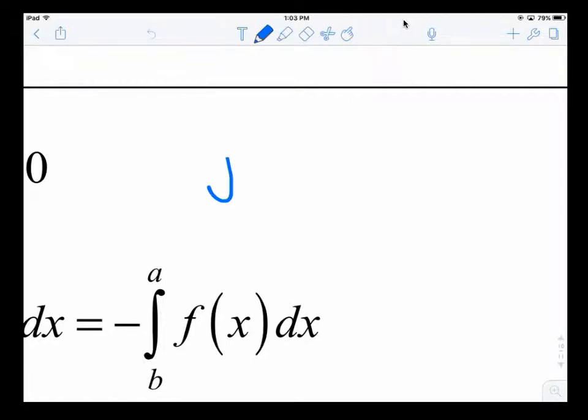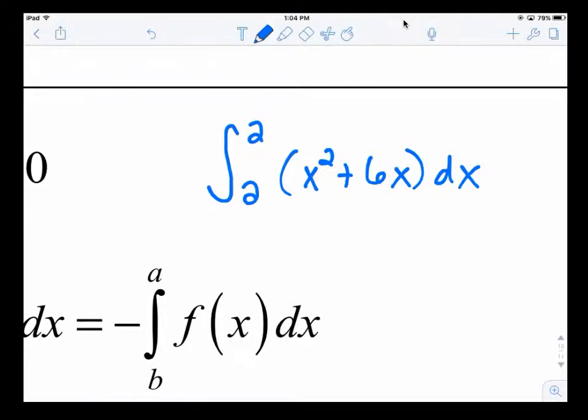So if you did the integral from 2 to 2 of x squared plus 6x dx, the upper and the lower bounds are the same. So the answer is just 0.